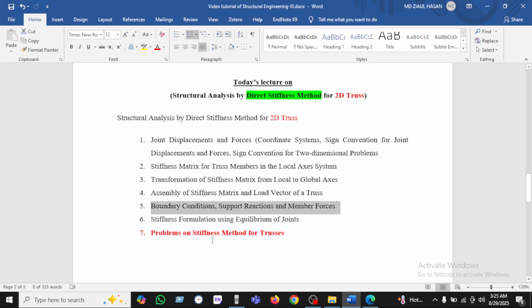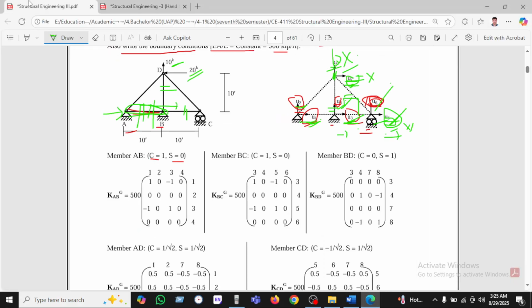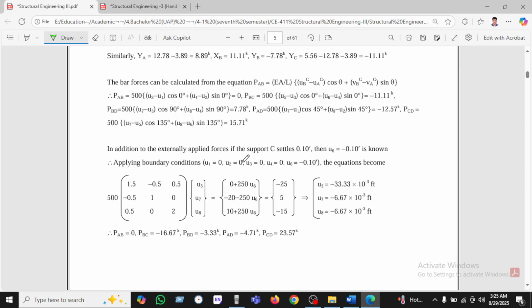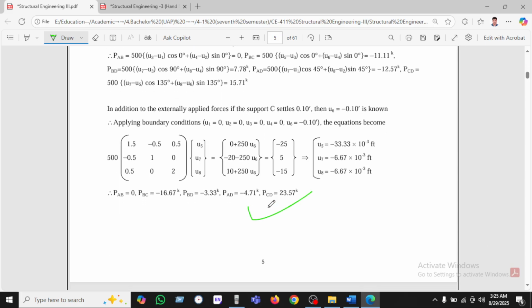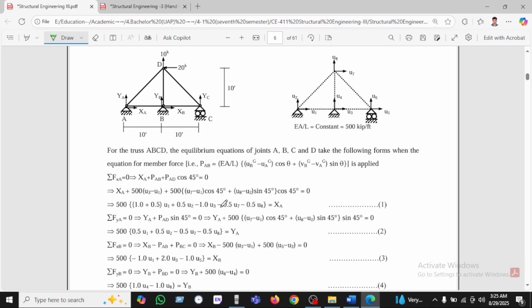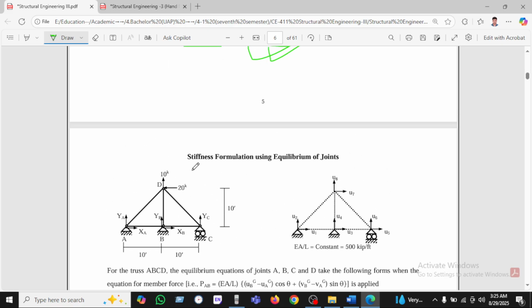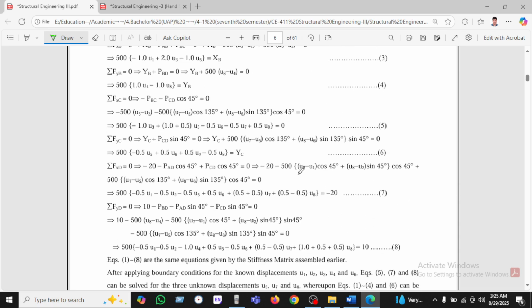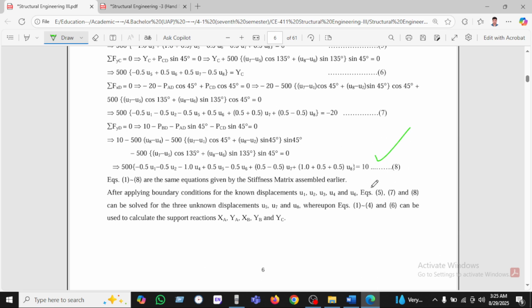Okay, I hope you understand, after applying the boundary conditions, support and the stiffness formulation equation, how we get this value. It has been shown here. In the joint formulation equation, we just saw how we get this value. I'm just showing it here.